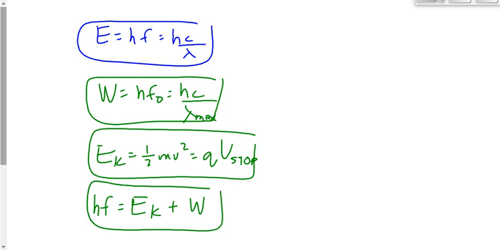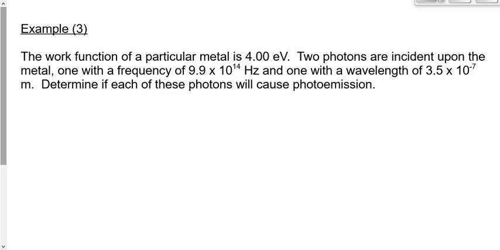We star this one. Why? Because it doesn't appear on our data sheet. And because it's pretty useful. We end up using this one probably more than half the time. Here are two examples for you, and then I'll let you work here.